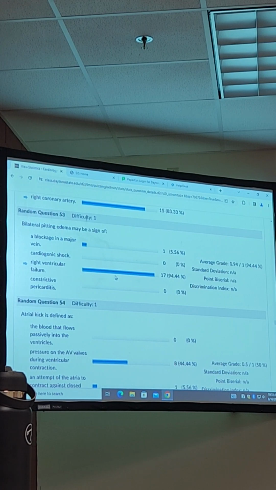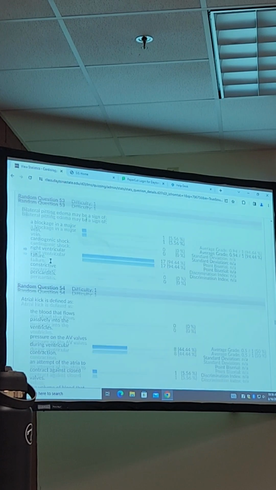Bilateral pitting edema means both feet. Bilateral, right? Both sides? Well, it doesn't have to be feet, but bilateral pitting edema. What does pitting mean? You stick your finger in, and it takes a long time to come back. We document that by plus and however many seconds it is. So like +3, +4 is like 1, 2, 3. That's a long time, isn't it? That's always a sign of right-sided heart failure. It wouldn't be a major vein blockage because that would only be on one side. Because it's both sides, right-sided heart failure.